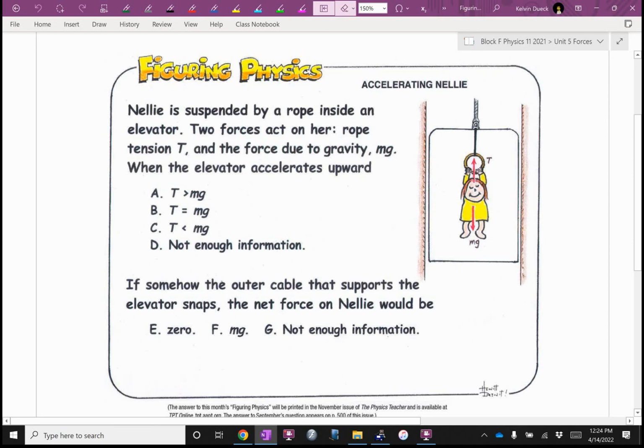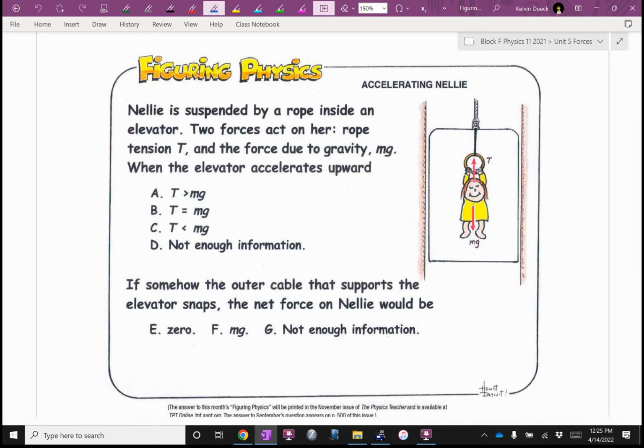So let's look at the first puzzle. Once again, we're going to vote. Once again, how you hold your hand up is how sure you are of the answer. In this situation, when the elevator accelerates upwards, which of those four statements is correct? Who says A is correct? Tension is bigger than mg.